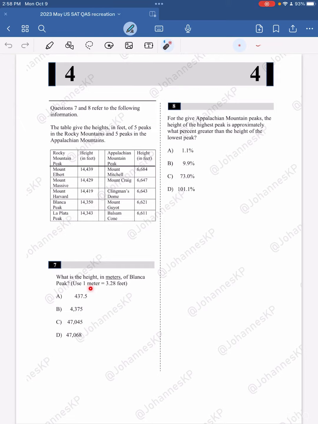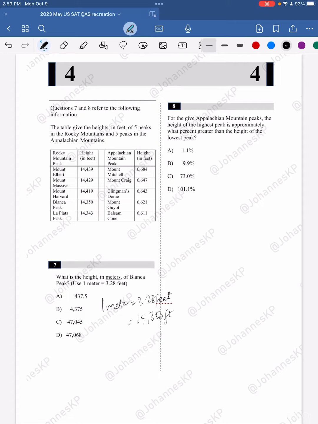And we're told that 1 meter equals 3.28 feet. So that's the unit conversion. So 1 meter equals 3.28 feet. I could rewrite, then we have 14,350 feet is how many meters?